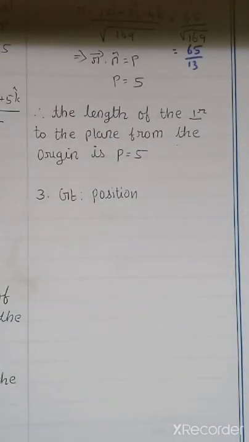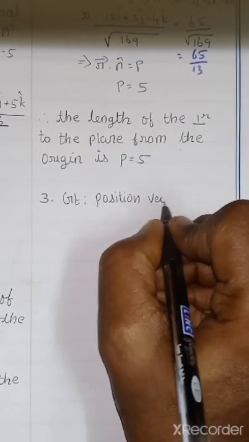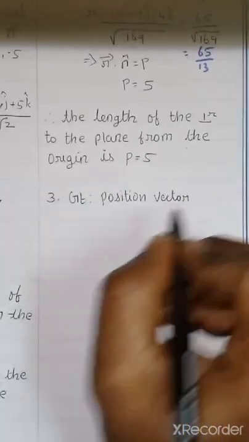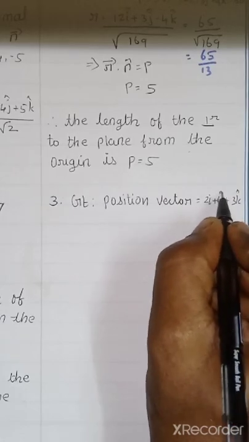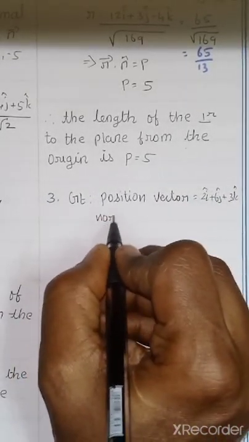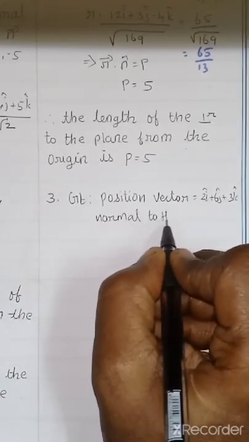And your third question will be, find the vector and Cartesian equation of the plane passing through the point with position vector and normal to the vector. So here what is given? Passing through the point. So now what formula do we have to take? R minus a dot n equal to 0. So what is given here is the position vector, 2i plus 6j plus 3k. And what else is given? Normal to the vector.